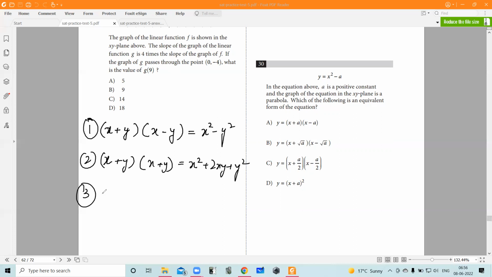Right? And then the third one is x minus y times x minus y? Yes. Okay, and that would be x squared minus 2xy plus y squared. Right. And the second one can be written as (x plus y) whole squared is equal to this thing. And the third one can be written as (x minus y) whole squared is this thing, right?